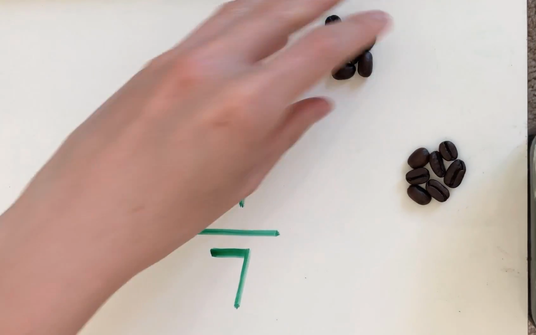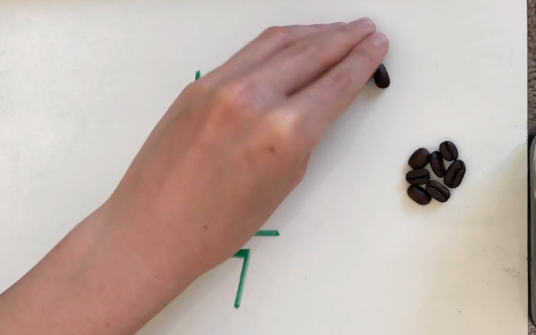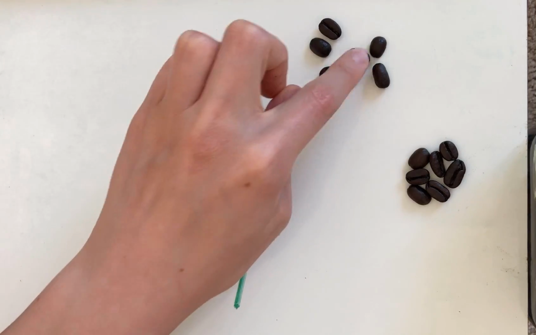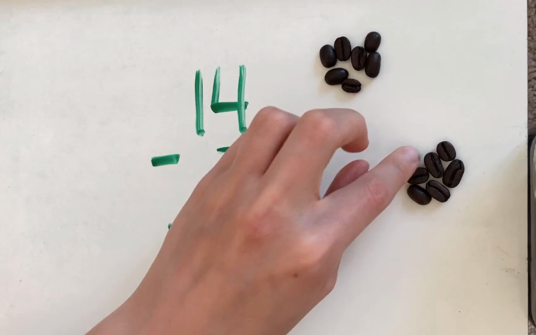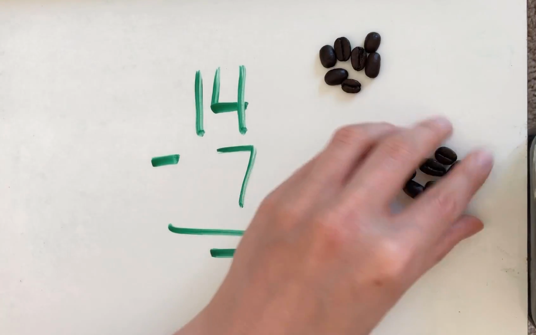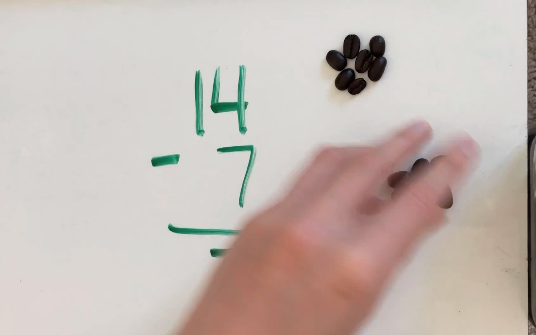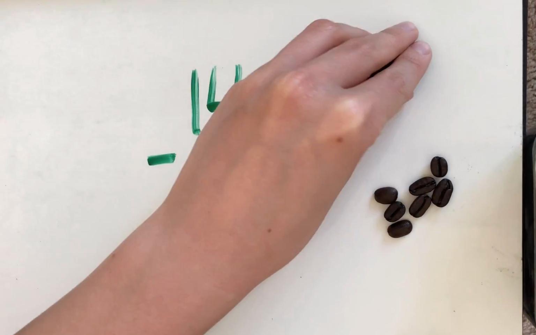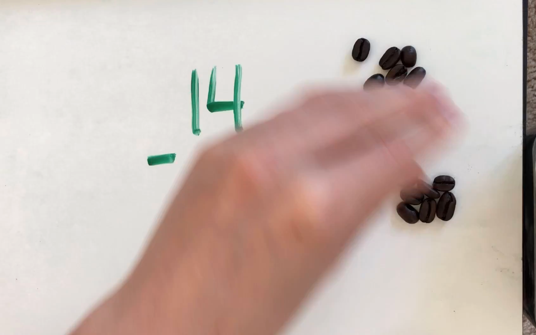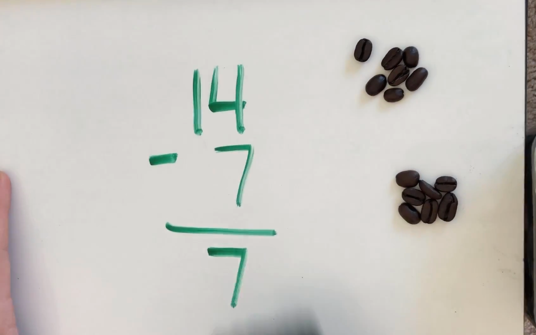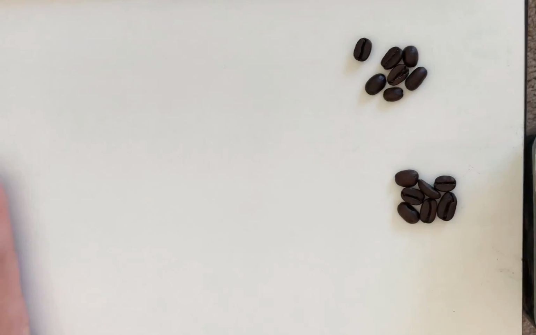So we have 14 in total, and then half would be 7. So I have 1, 2, 3, 4, 5, 6, 7 in one pile, 1, 2, 3, 4, 5, 6, 7 in the other pile. So both of these are 7, and together they make a whole, but split they are half, and they're the same amount. Okay, let's do a smaller one.